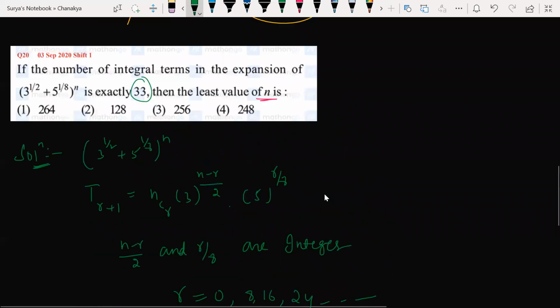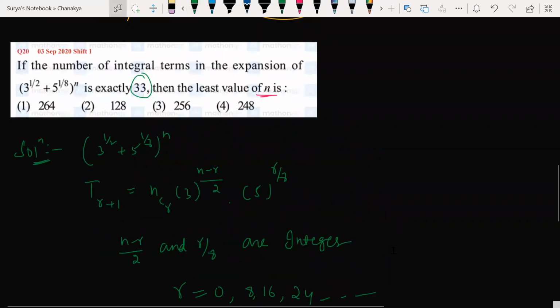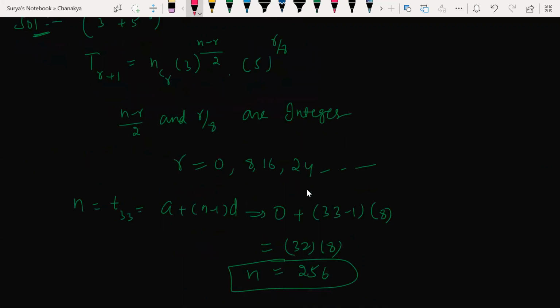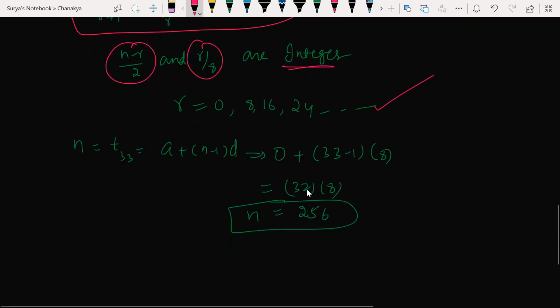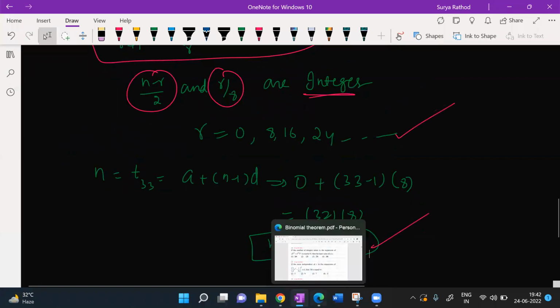How simple it is. Understood how I wrote? Clear? Very simple, guys. The number of integral terms in the expansion is exactly 33, then the value of n is what? I took the general term. Here these two must be integers, so the possible values of r give my sequence 0, 8, 16 and so on. So I applied the a plus (n minus 1)d formula and got the n value as 256. That's how we solve this question.